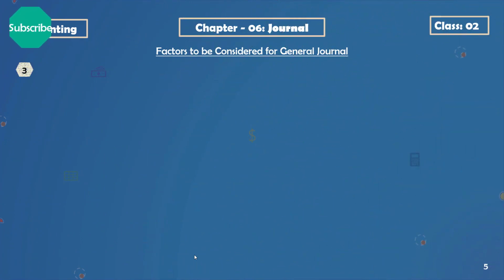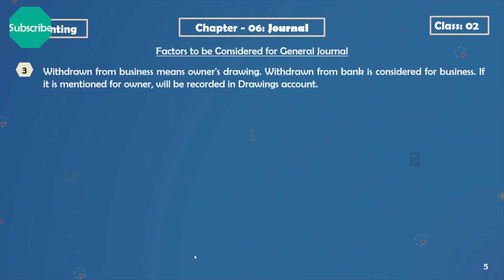Then number 3, withdrawn from business means owner's drawing. You have already known this, that withdrawn from business means owner's drawing. So when we get any transaction mentioning that withdraw from business, we will consider that the owner withdrew from the business.